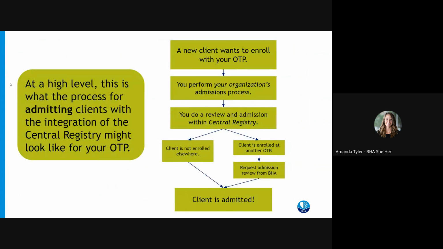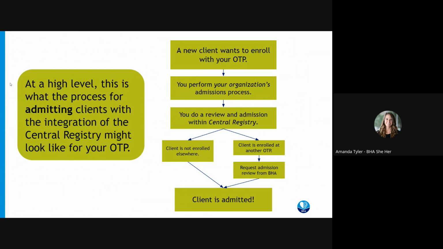All right, so at a high level, this is what the process for admitting clients with the integration of Central Registry might look like. Let's say a new client wants to enroll with your OTP. You perform your organization's normal admission process, and then you do a review and admission within Central Registry. At this point, there's two different pathways.